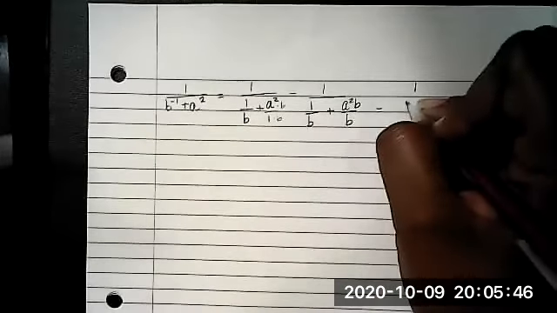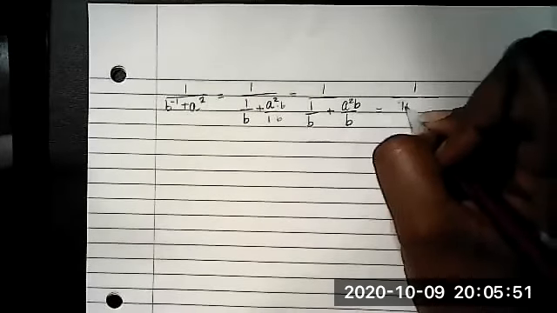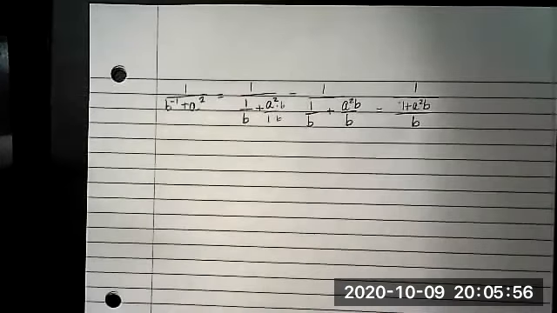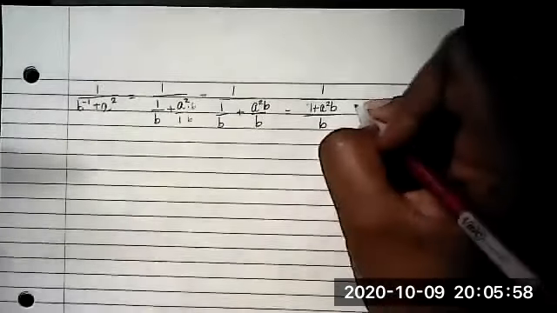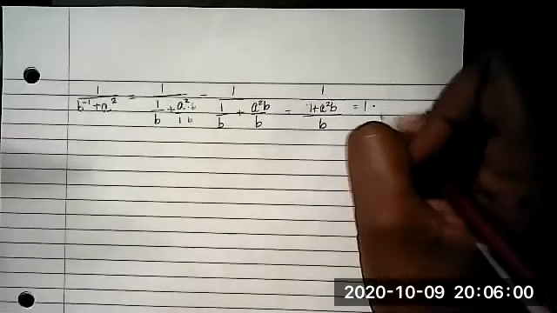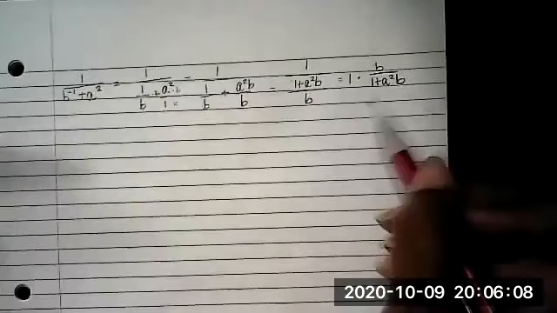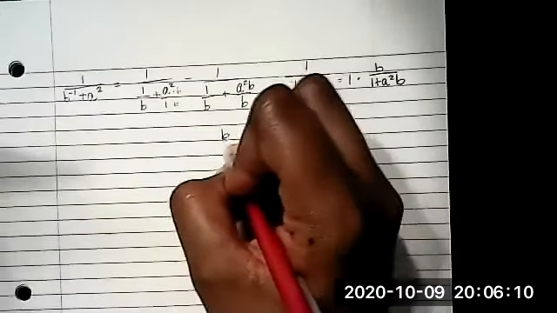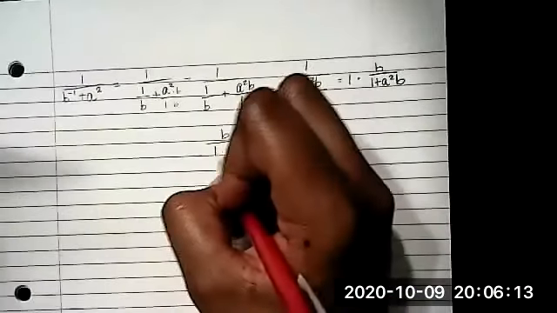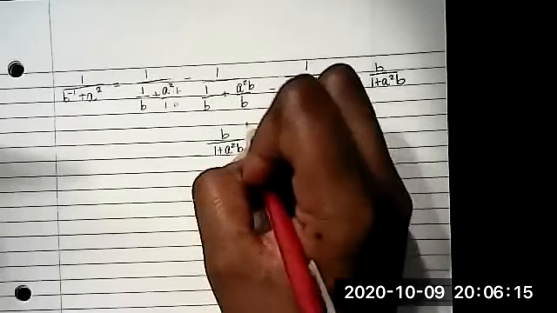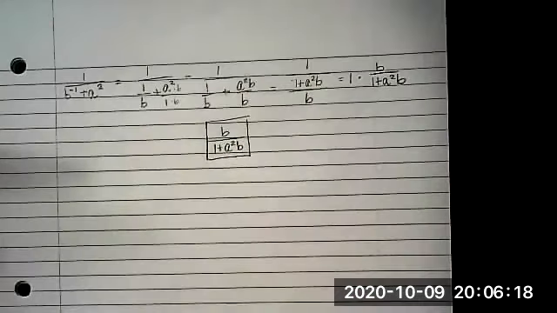Now that they have a common denominator, I can put them together. This is going to be 1 plus a squared b over b. Now, of course, I'm going to multiply by the reciprocal, b over 1 plus a squared b. And 1 times anything is itself. Your answer is going to be b over 1 plus a squared b. This is your answer.